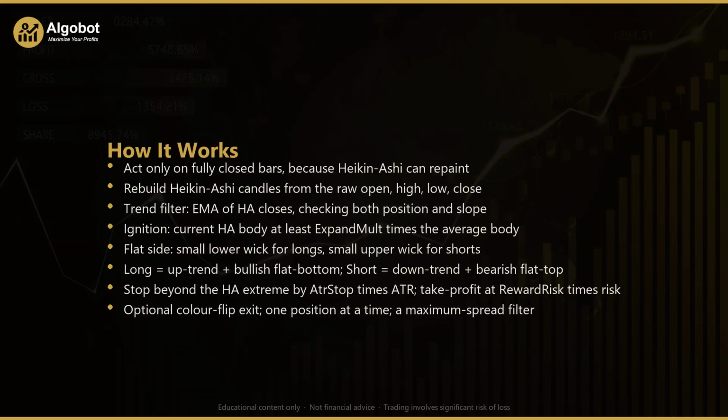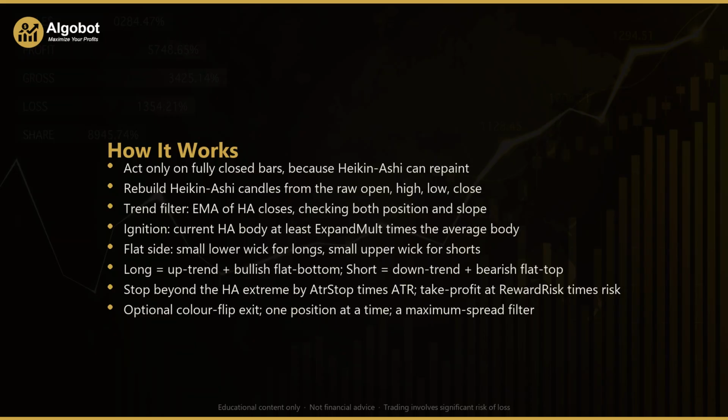Let's break down the mechanics step by step. The first and most important rule is timing. The strategy acts only on fully closed bars. This matters because Heikin Ashi values can repaint or change while a candle is still forming. By waiting for the bar to close, the strategy avoids acting on a signal that might disappear a moment later. On each newly closed bar, the strategy rebuilds its Heikin Ashi candles from the raw open, high, low, and close. It then evaluates three conditions in sequence.